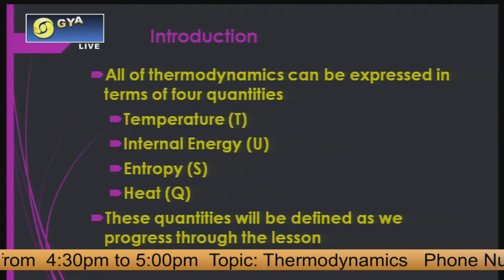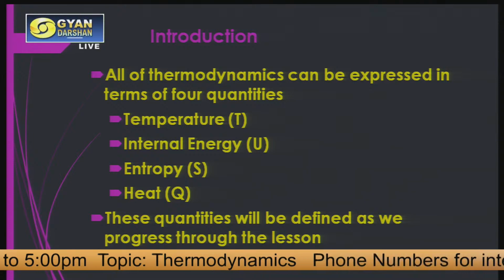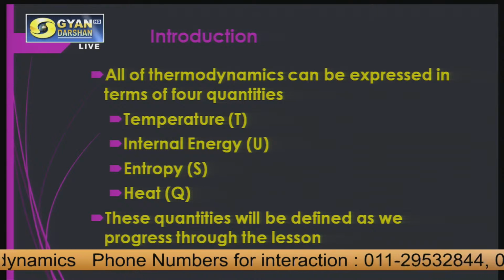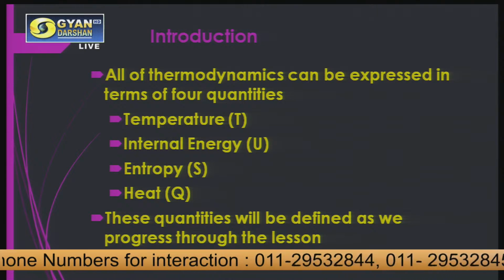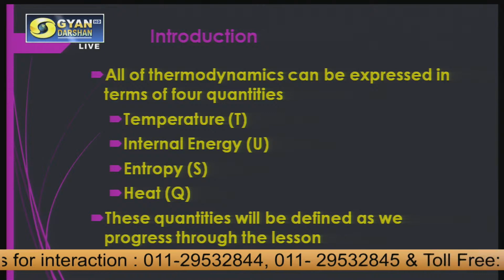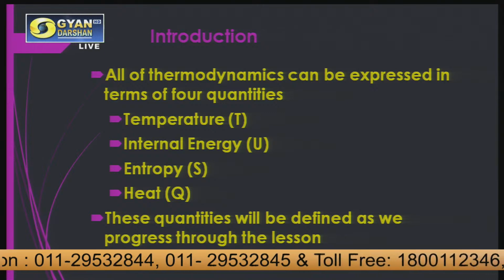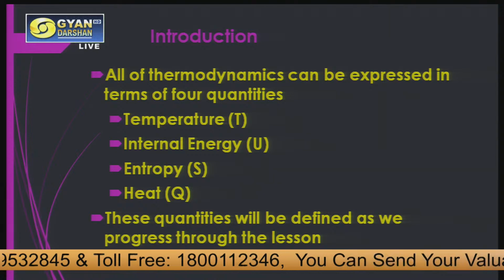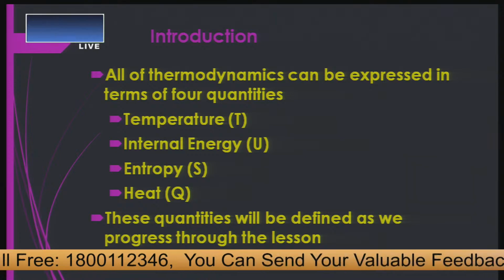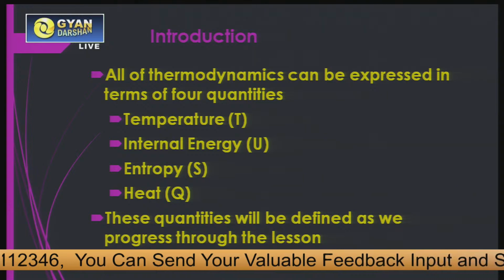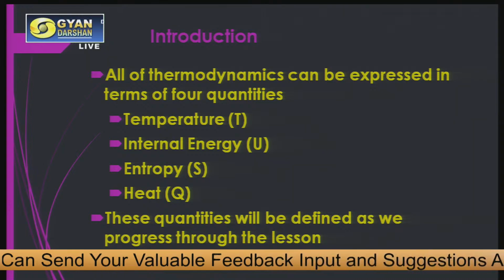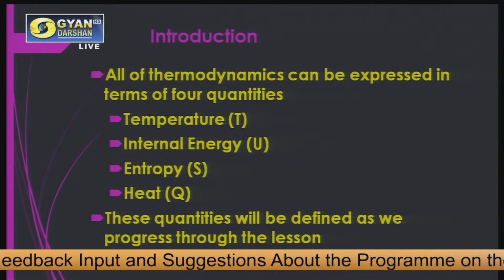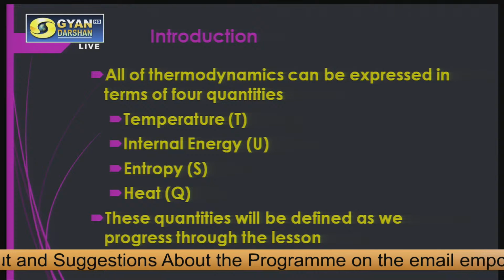So these are some of the thermodynamic properties on the basis of which we express any thermodynamic system: temperature, internal energy, entropy, heat, volume, etc. Now, if we give the volume, on the basis of that we can calculate internal energy or entropy. So these quantities are generally defined when we go into the detail of thermodynamics.